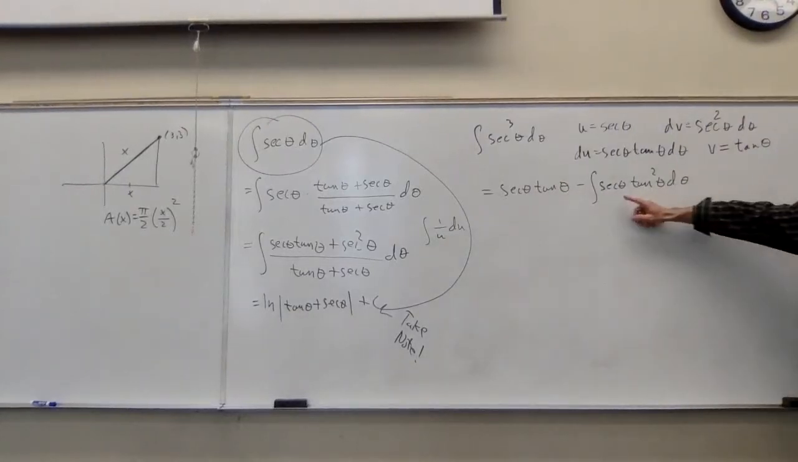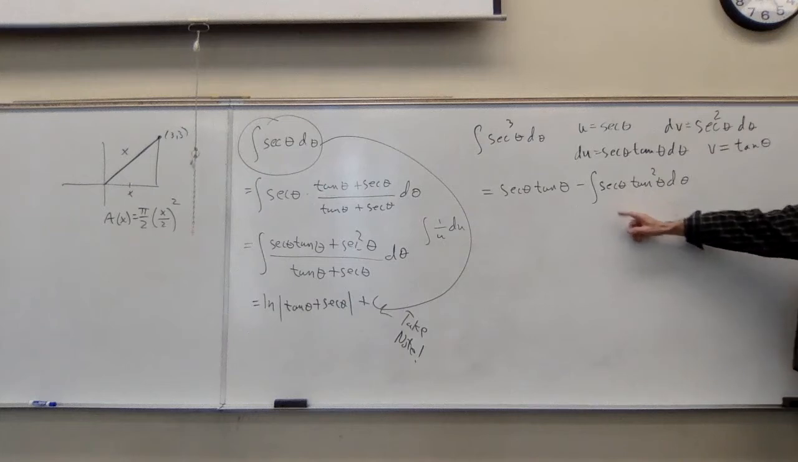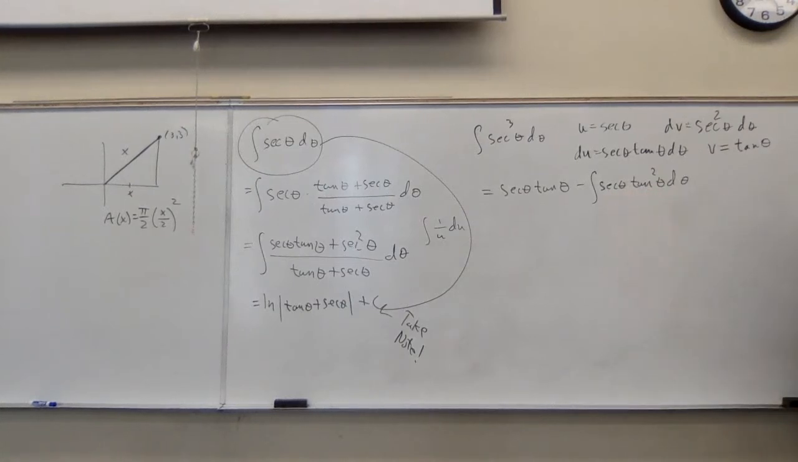If the square was on the secant, that's an easy substitution. Just let u be tangent, and there's du, secant squared. But I can't quite work out a straight substitution when the square is on the tangent and not the secant. Maybe if we thought long and hard, we could come up with one, but there's something else I want to do.